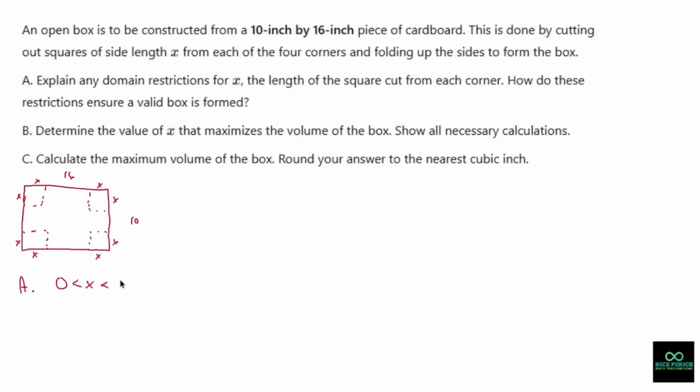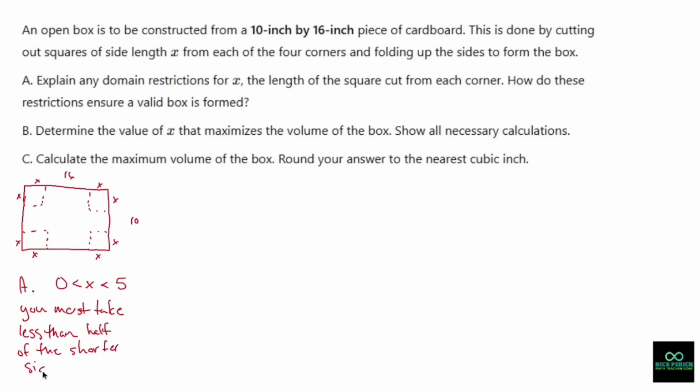So my domain restrictions are going to be x has to be in between 0 and 5. And the reasoning why is you must take less than half of the shorter side.